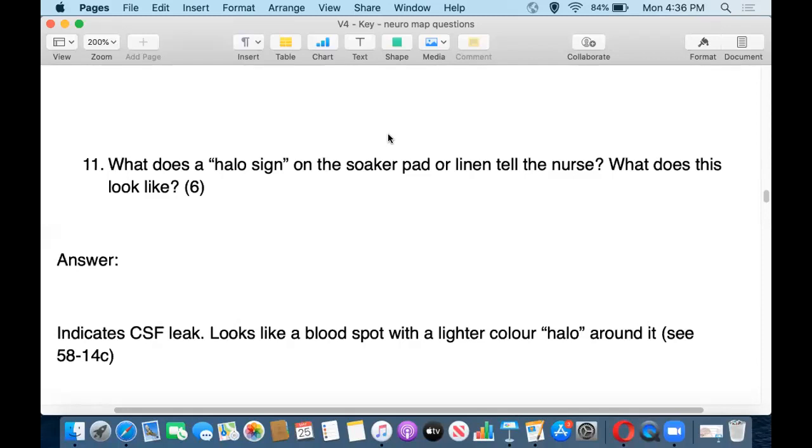But first, question 11, just kind of taking a little side point here. What does the halo sign and the Stoker pad tell the nurse? What does this look like? Okay, well, there's your answer right there, a CSF leak. If you get someone with a head injury, they could be leaking CSF from their nose, from their ears.